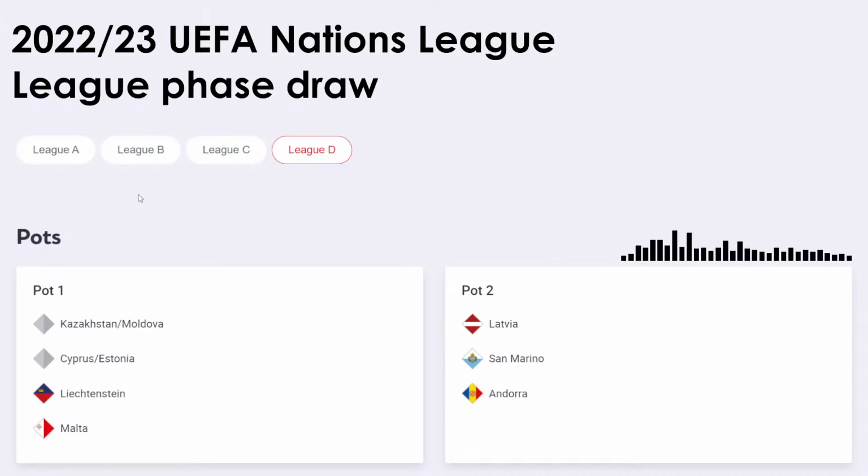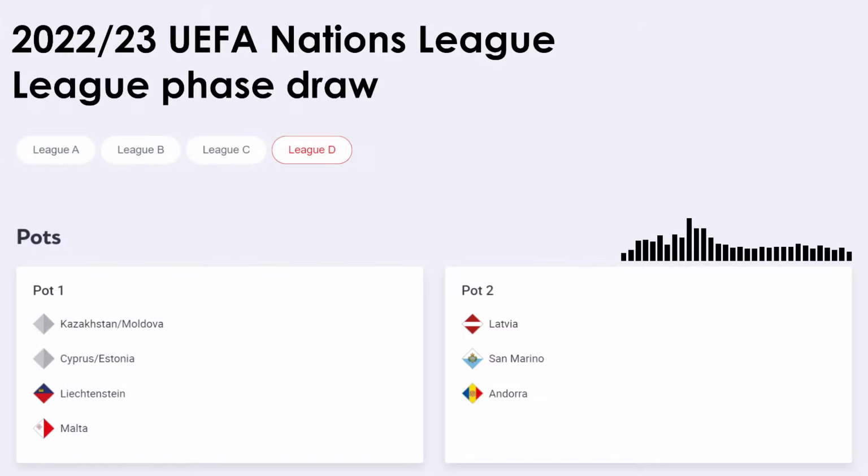Kazakhstan, Moldova, Cyprus, Estonia, Liechtenstein, Malta, and Latvia, San Marino, and Andorra. We can see that in Pot 2 there are only three teams, and in Pot 1 we can see Kazakhstan or Moldova and Cyprus or Estonia.